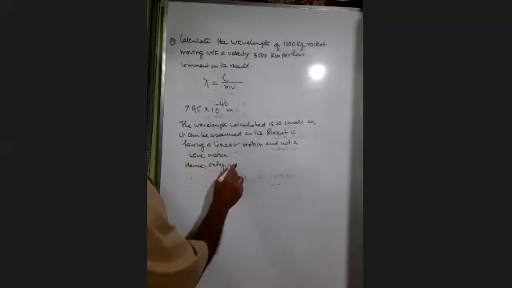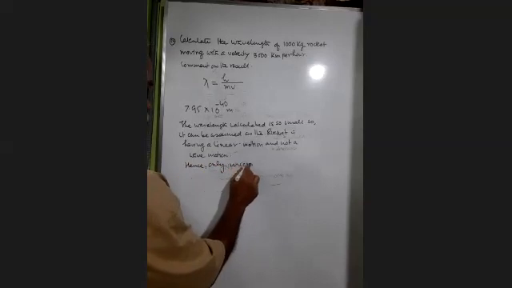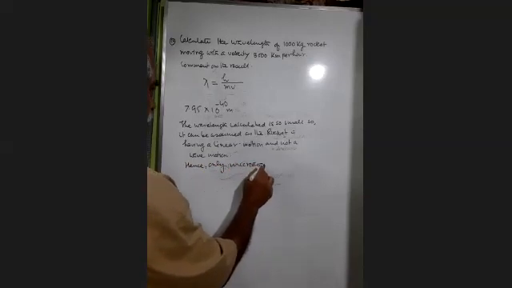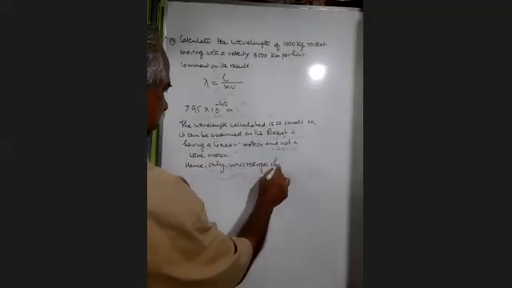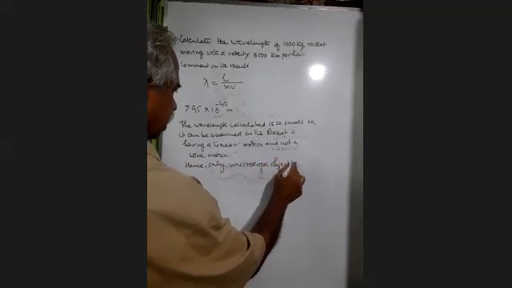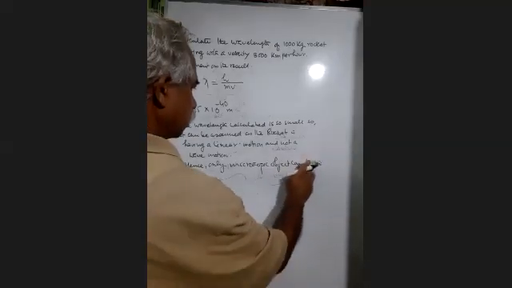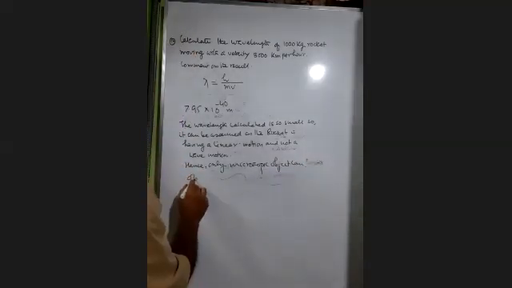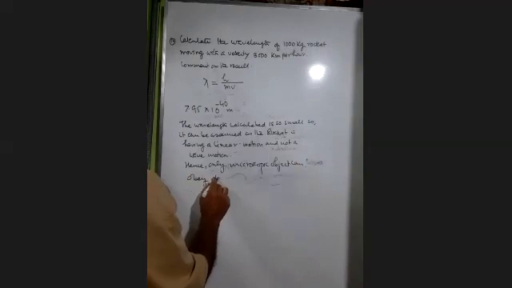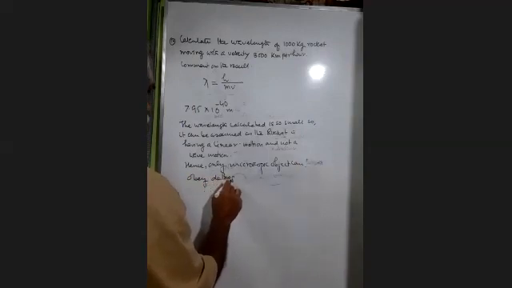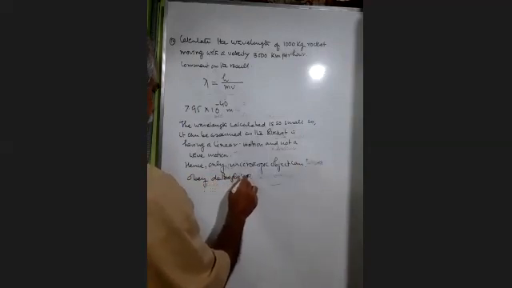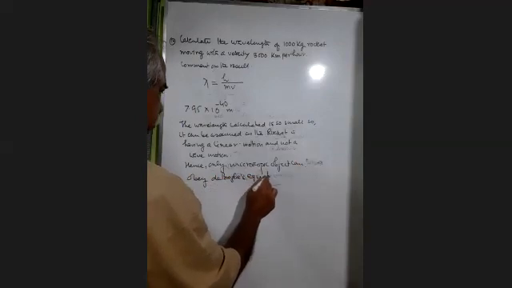Only microscopic objects can follow, obey de Broglie's equation. This will be given just to know whether you have understood the theory or not.